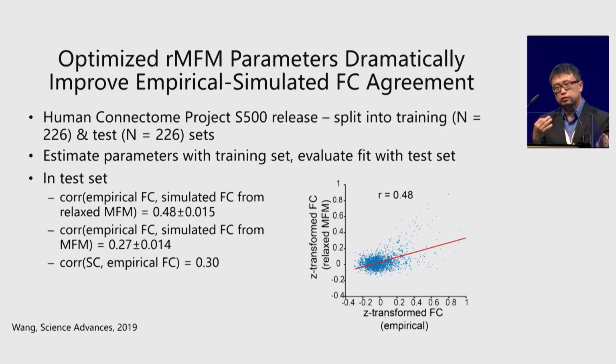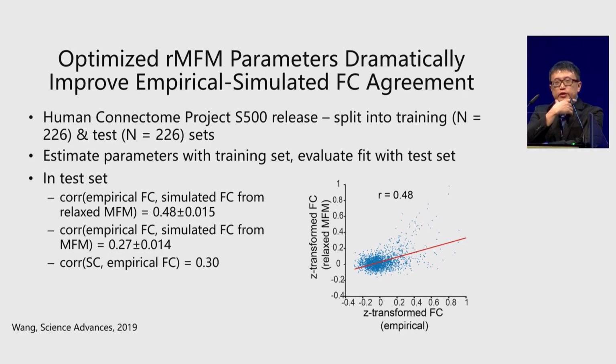This is actually an important control condition, but many studies do not report the correlation between structural connectivity and empirical functional connectivity. The reason why this control analysis is important is because you want to make sure that your dynamic model is doing something beyond just recapitulating structural connectivity.